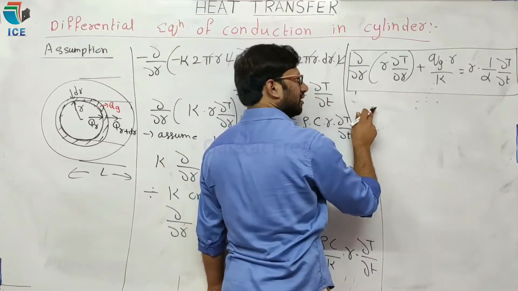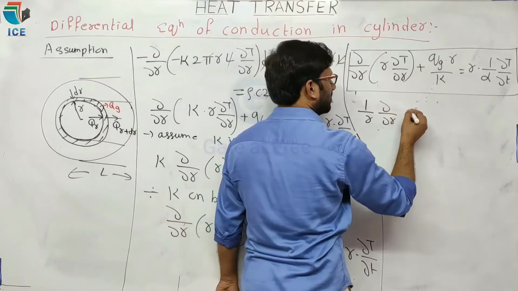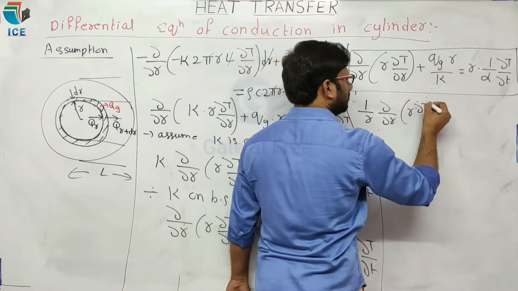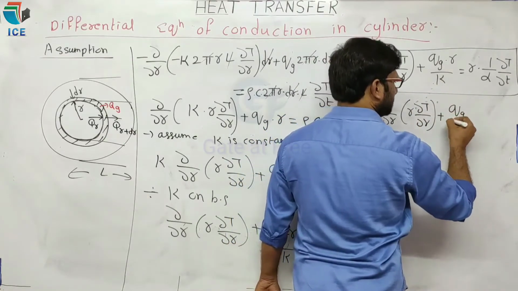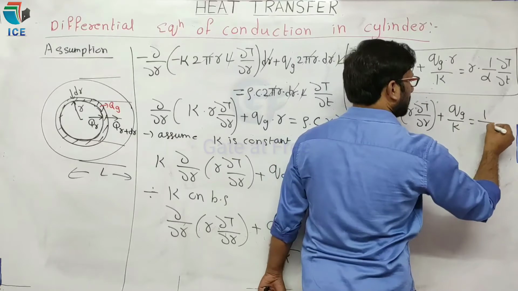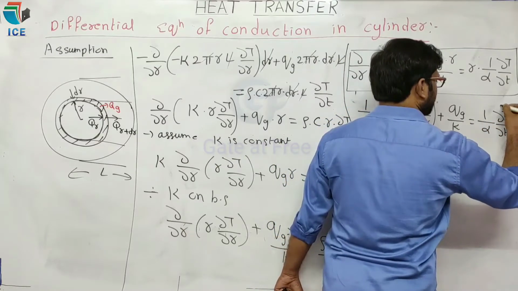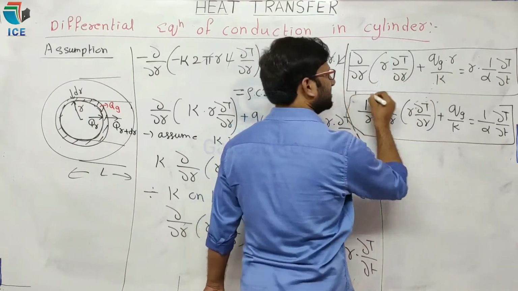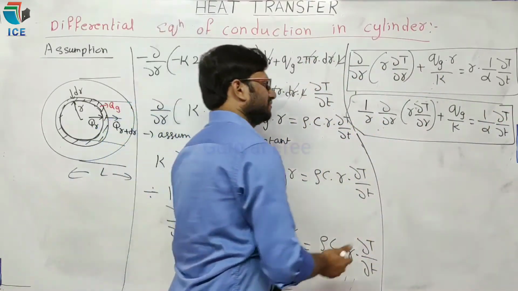Or you can simplify this by dividing again by r: 1 by r dou by dou r of r dou T by dou r plus qg by k is equal to 1 by alpha dou T by dou t. Okay, this is the differential equation for unsteady state, one dimensional flow, with K constant, in a cylinder. What are the assumptions?